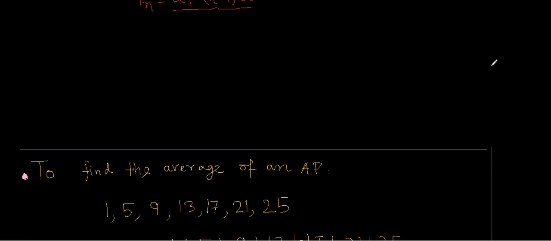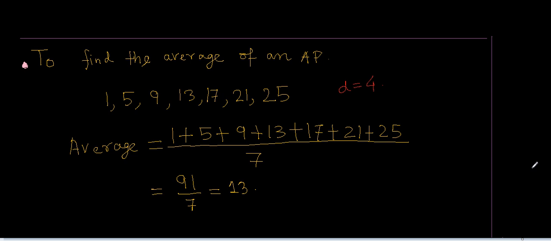Now we will find the average of an AP series. Let us consider this series: 1, 5, 9, 13, 17, 21, 25. Here the common difference d is equal to 4. Following the conventional process, we can find the average by adding and dividing by the total number of terms, that is 7, to give the answer 13. But in an aptitude test, there won't be so much time. So we will use a shortcut technique.